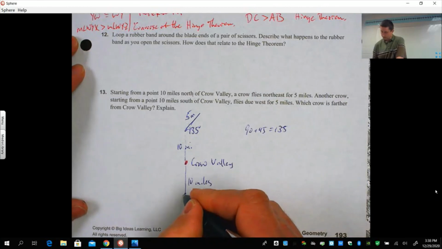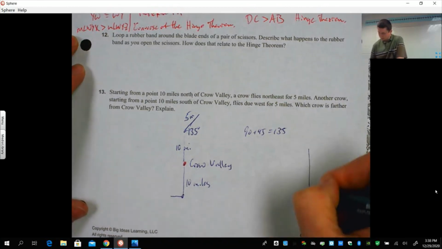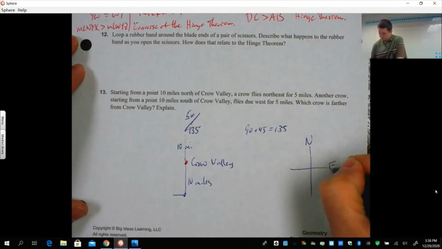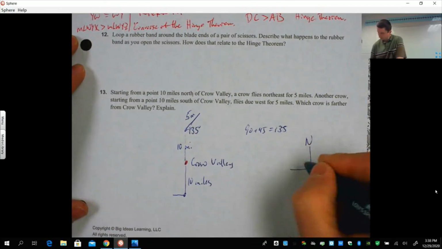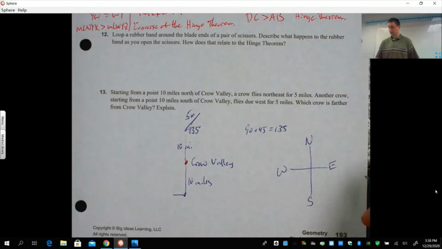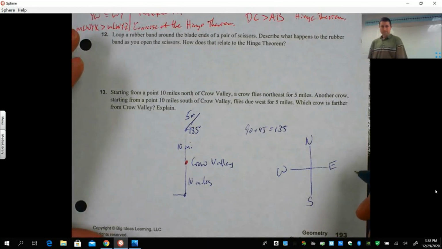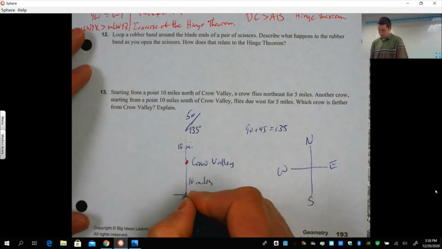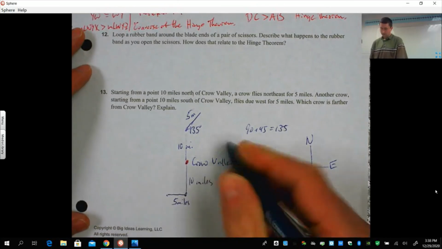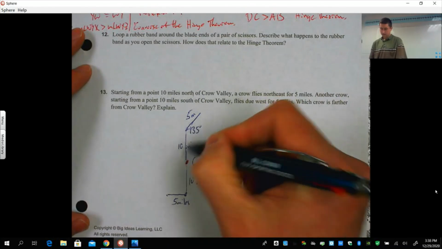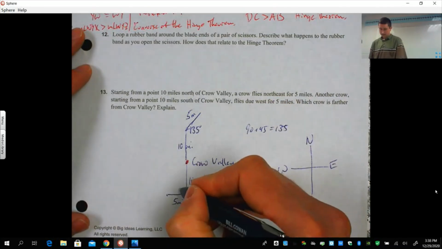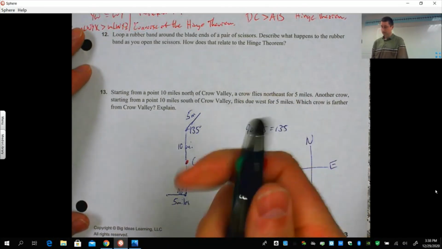This one is flying due west. Here's west. Know your directions, please. Never eat soggy wheat. Okay, we're flying due west for 5 miles. Notice the side and angle. And now this is a 90-degree angle since we went due west.